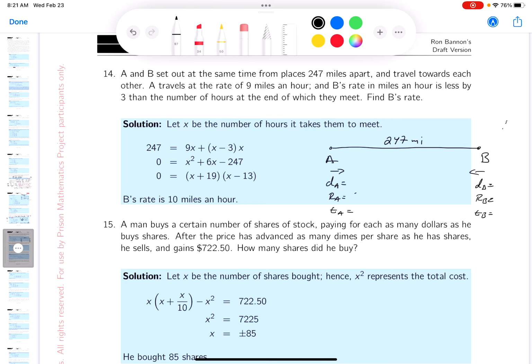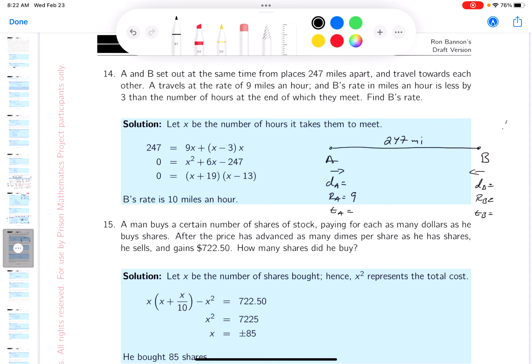I'll write this down then. So his rate is 9 miles an hour. And B's rate an hour is less by 3. What does that mean? Well, maybe I should read that again. A's rate of travel is 9 miles an hour and B's rate in miles an hour is less by 3 than the number of hours at the end which they meet.